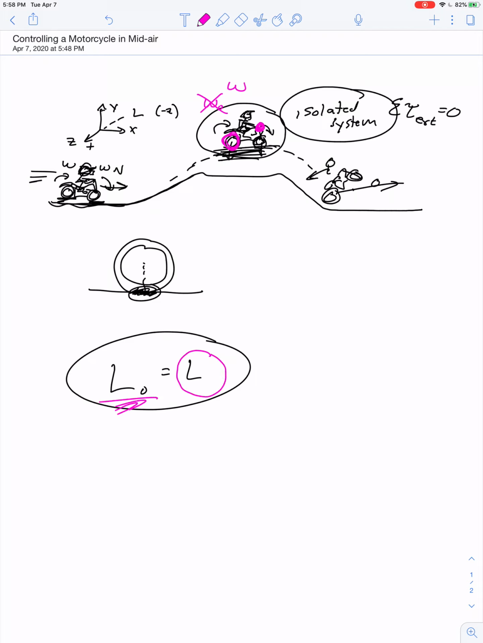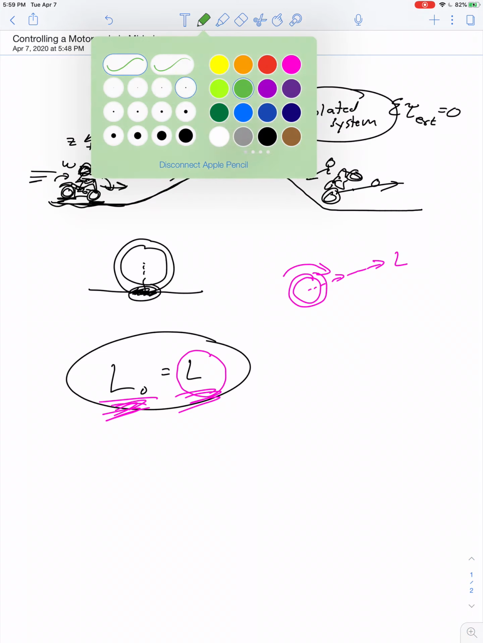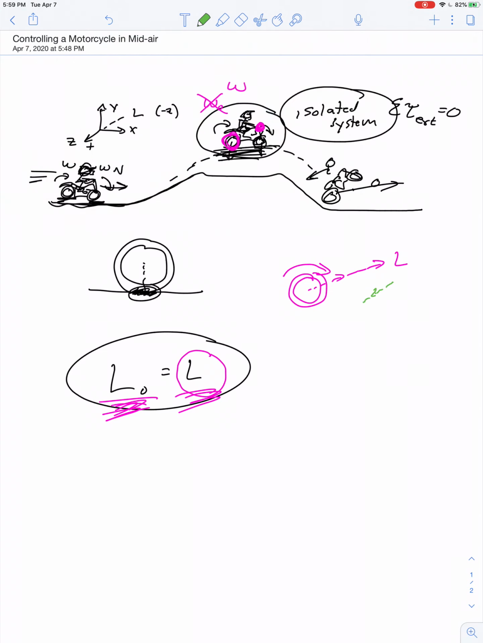But that can't be the case. Angular momentum has to be conserved. So what happens if you have a wheel whose angular momentum is increasing, meaning there's more and more angular momentum pointing into the page, then there has to be some part of the system that gets an increasing angular momentum back out of the page so that those changes in angular momentum are canceled out.